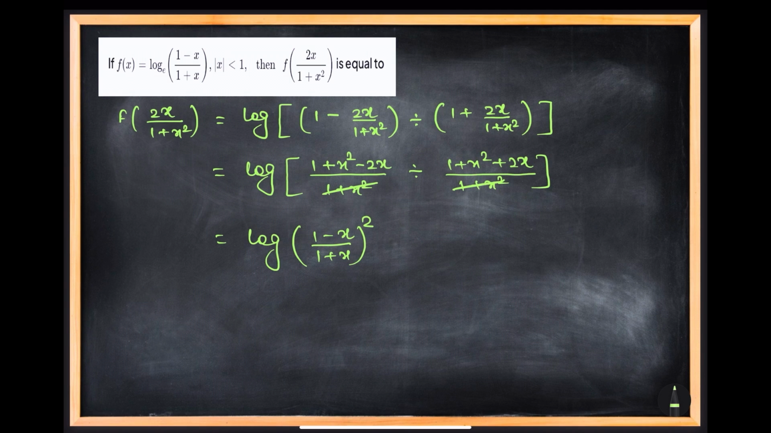Now I don't want to write x minus 1 whole square, because the argument of log should be positive and the responsibility depends upon this. So if I go with x minus 1, the argument will become negative. So instead of writing x minus 1 whole square, you have to write 1 minus x whole square. Now, you know that if anything is in the power of the argument, it can come out as a coefficient. So it is 2 times log of 1 minus x upon 1 plus x.